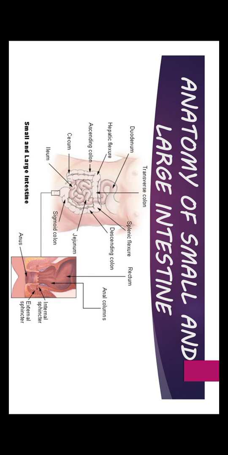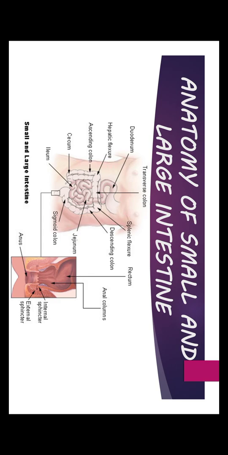Last one is ileum. Ileum is the third and last part of the small intestine. Ileum is the distal and longest region of the small intestine, about 2 to 3 meter long. Ileum contains many lymphoid nodules. Ileum joins the first part of the large intestine at the ileocecal valve, that is a sphincter. The ileocecal valve controls the flow of material from the ileum to the cecum and prevents regurgitation.